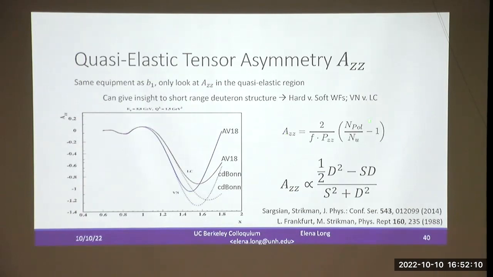The observable we're looking at is AZZ. It is a cross-section ratio. So these are the tensor polarized versus unpolarized. And what we're looking at here, one of the two interesting things we can get out of this is the curves in red are with the light cone model, the curves in blue are with the virtual nucleon model. Basically, these are two models that are used to explain the relativistic effect of what is making these short range correlations happen. And if we do unpolarized measurements, we can't well separate them. But with tensor polarization, we get this nice separation where we can distinguish them.